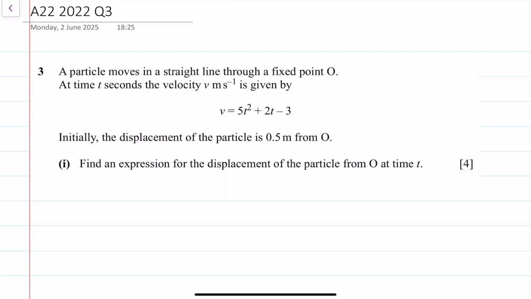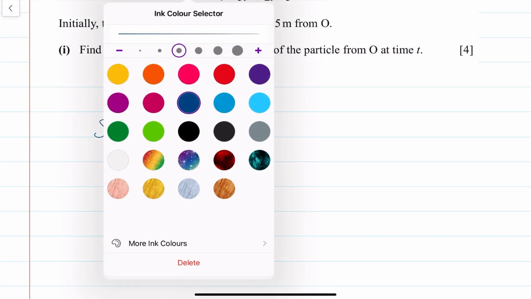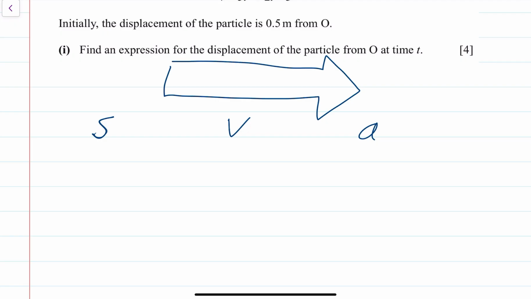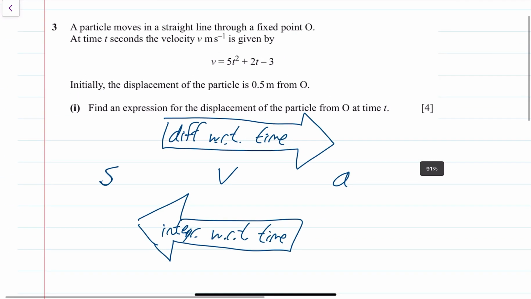Now, what you need to know for this is a relationship between your displacement s, your velocity, and your acceleration. To get from displacement to velocity and to acceleration, you differentiate with respect to time. So to go the other way, you integrate with respect to time. And that's what we're going to have to do here, because we start with our velocity.